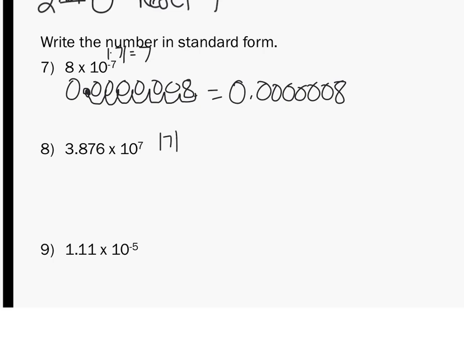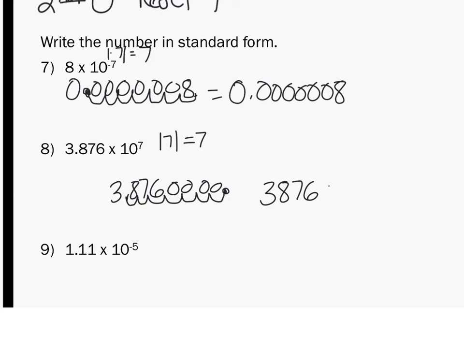On number 3, my absolute value of 7 is 7. So I have 3.876. Since this is a positive 7, we'll move to the right 7 times. 1, 2, 3, 4, 5, 6, 7. Fill these in with zeros for a placeholder. Put a decimal there, sorry. So we have 38,760,000.